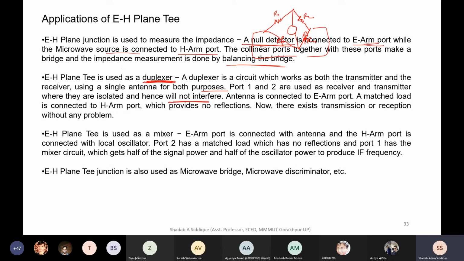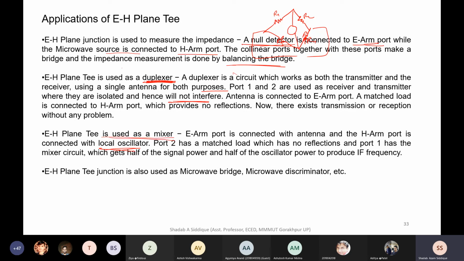Now the third application is that the EH plane T is used as a mixer. How is it used as a mixer? The E arm port is connected with an antenna, and the H arm port is connected with the local oscillator. So it is connected as a local oscillator, and it is used as a mixer.